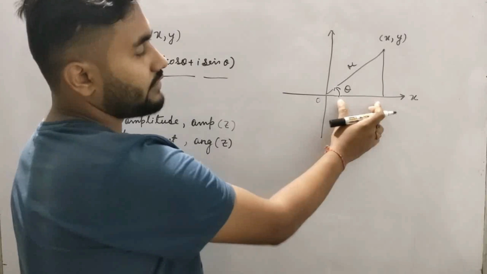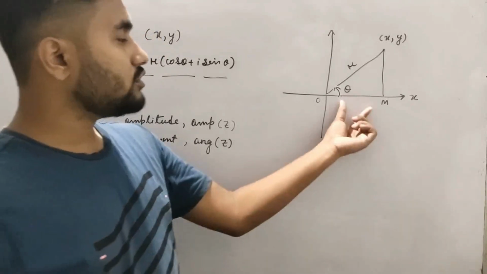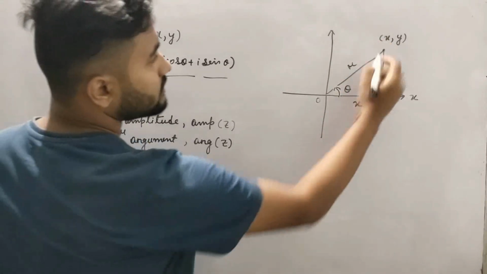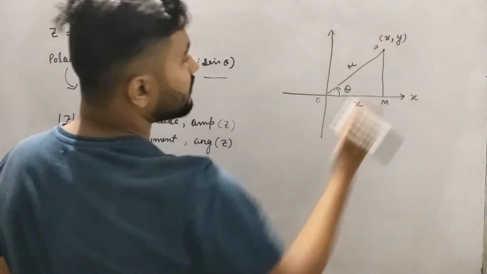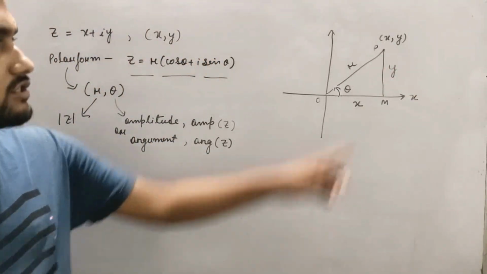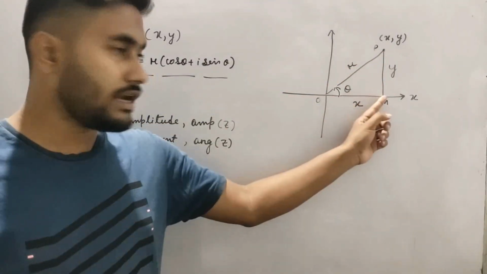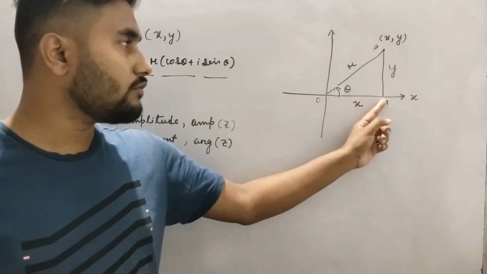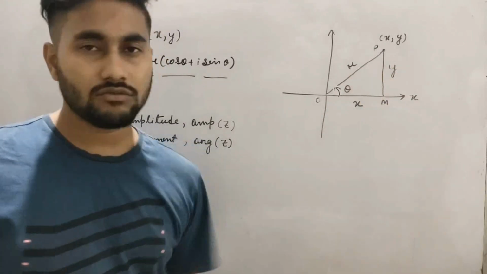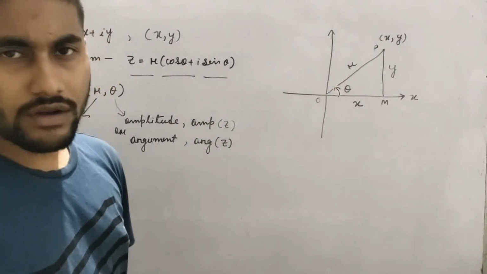Now, what is this portion of the triangle? From here to here, say this is M. So this portion is nothing but our x, and say this is point P. This portion is nothing but our y. How will we reach this point P? At first from the origin we go x units, and then from here we go y units, and then we reach the coordinate x comma y. So this distance is x and this distance is y. Now since it is a right angle triangle, we can use trigonometry over here.